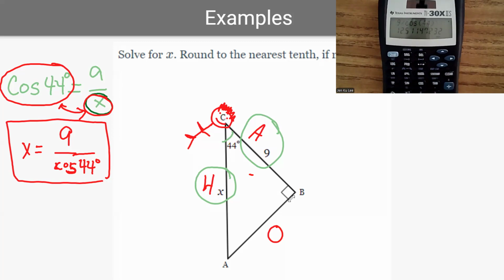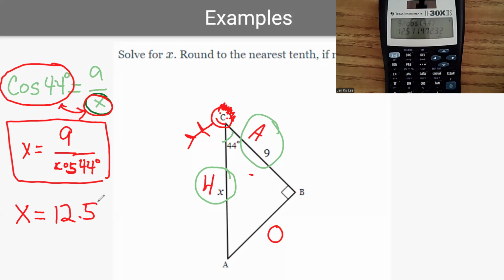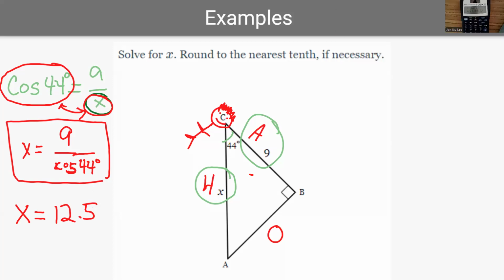And that's my answer. 12.51, right? It says to round to the nearest tenth, so 12.5 is your answer. So x equals 12.5. All right? So what does that mean? That means that this side here has a length of 12.5-ish around, right? Okay.